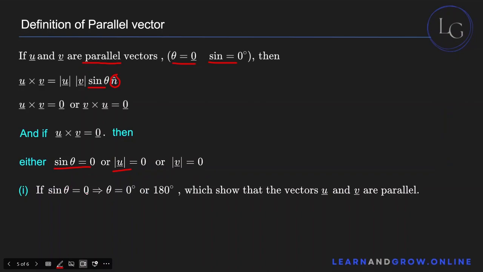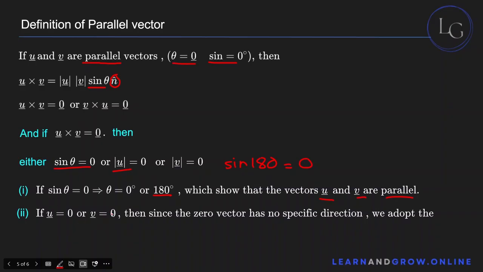If sine theta is equal to 0, theta is equal to 0 or 180, right? Because parallel vectors can have opposite directions as well. So the angle between them can either be 0 or 180. But again, it's the same thing. You need sine theta to be equal to 0. So sine 180 is also equal to 0, right? Because if you just calculate sine 180, it gives you 0. So when sine theta is equal to 0, that means that u and v are parallel. Simple rule.